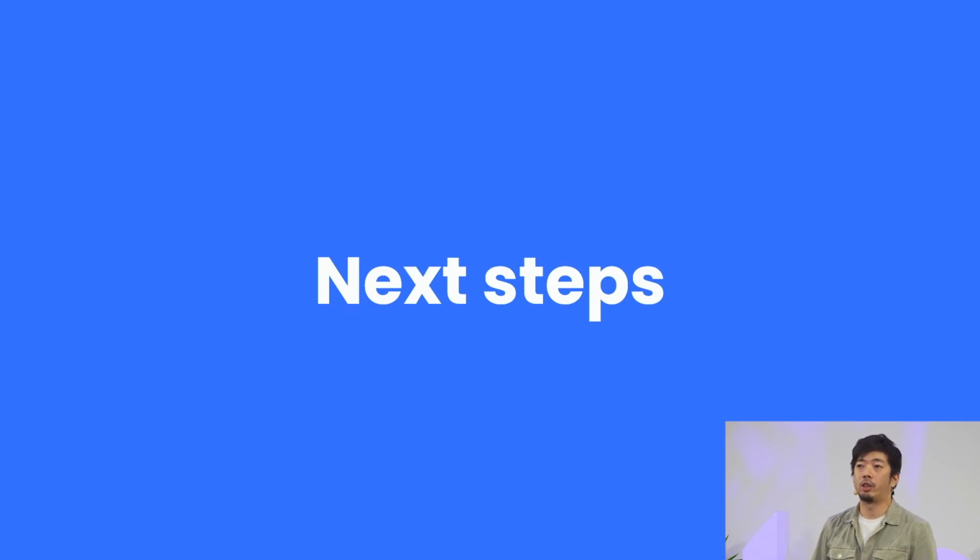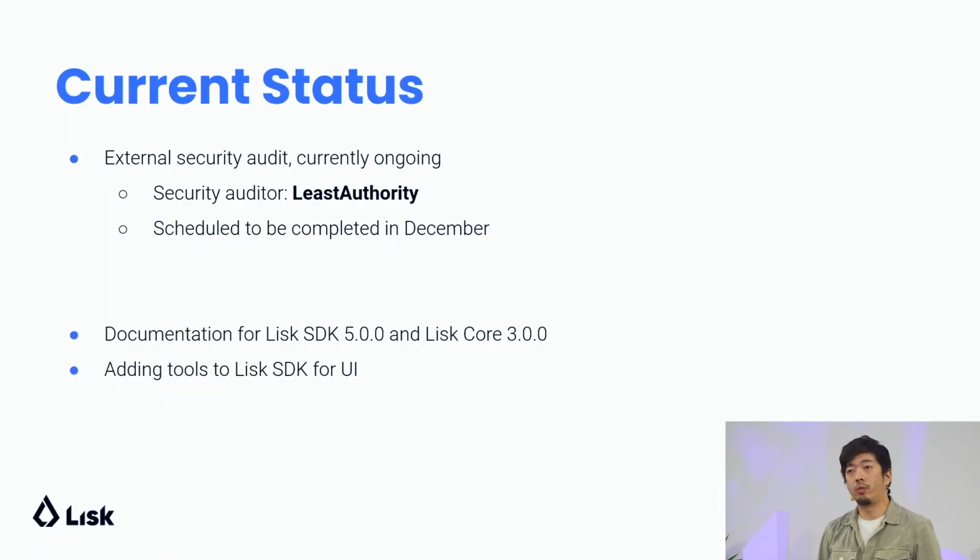Now I'm going to explain a little bit about the current status of our release. Right now, we are doing a security audit with our auditor, Least Authority. It is scheduled to be done next month. At the same time, we are preparing our documentation for Lisk SDK 5.0 and Lisk Core 3.0. And for development, we're adding a lot more tools to Lisk SDK to build UI tools.